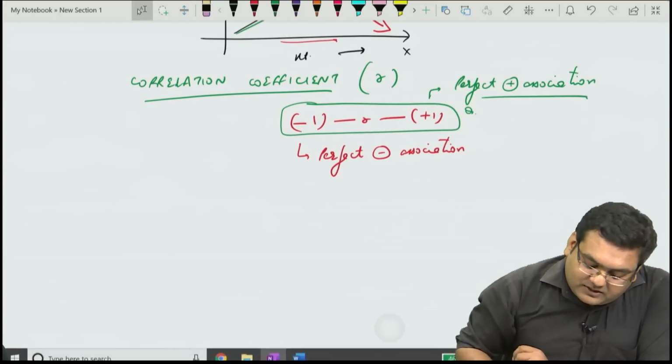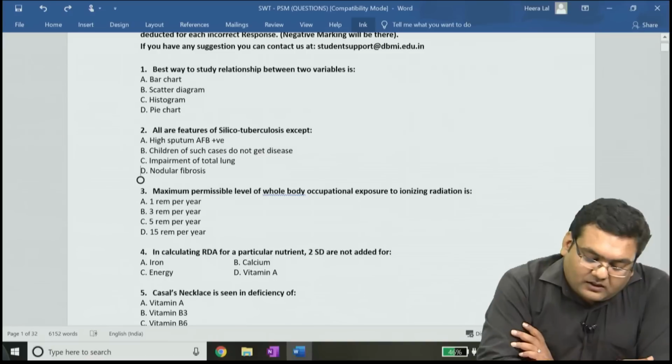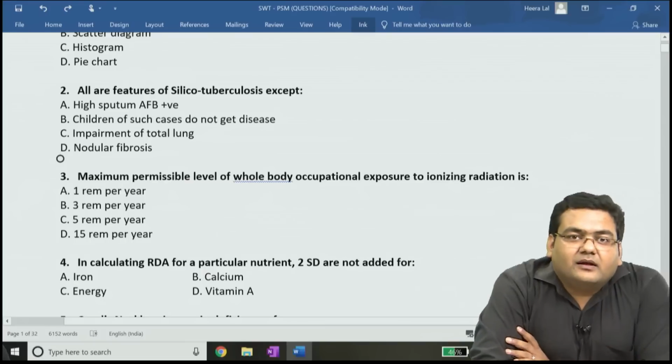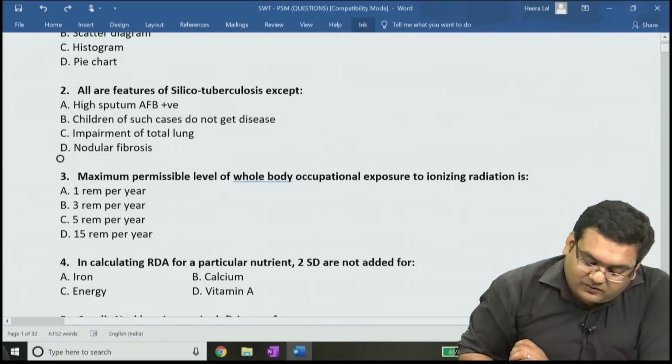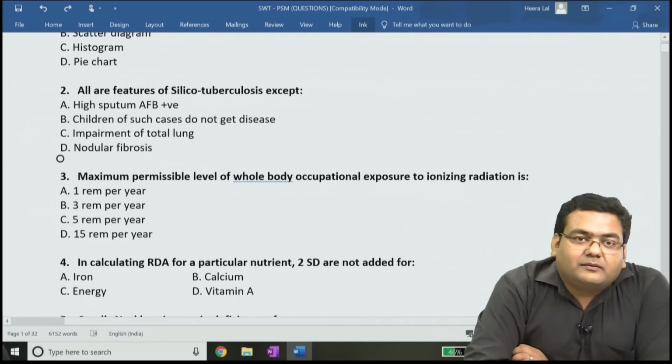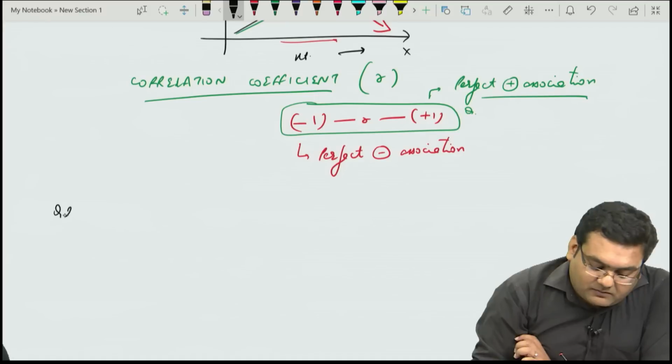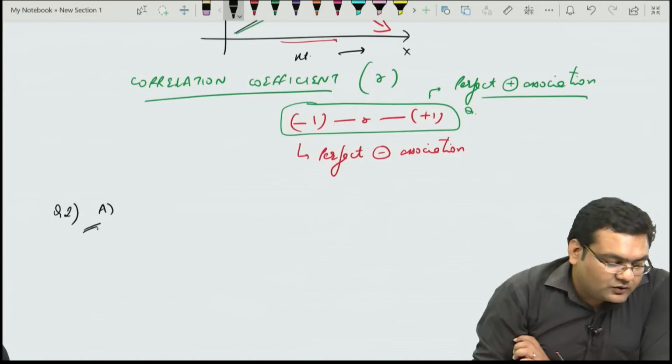Coming to second question, all are true of silicotuberculosis except. The correct answer to this question is high sputum AFB positive. Question number 2, the correct answer comes out to be option A.